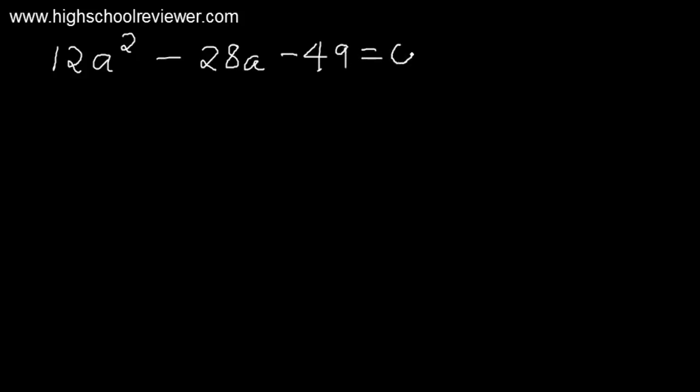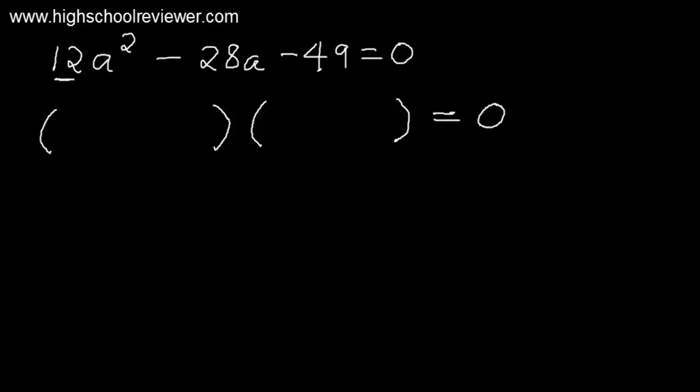Our next problem, we have positive 12a squared minus 28a minus 49 equals 0. To solve this quadratic equation using factoring, since our first term has a numerical coefficient before a squared, we are going to first base our factoring on the first term. So there will be two sets of factors, and this is equal to 0.